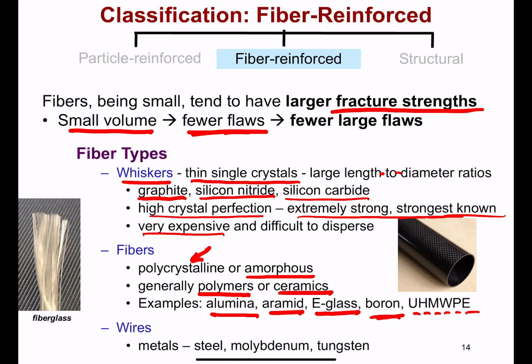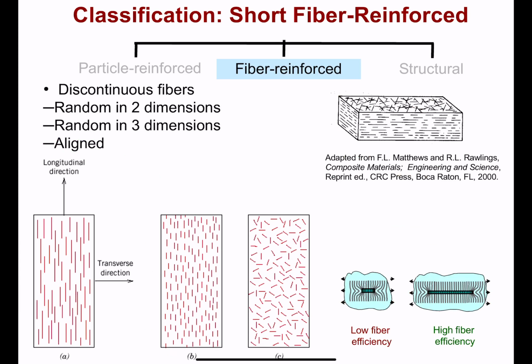Okay, and lastly, we can also even consider the case where we include wires. Wires are now even larger still, so their length to diameter ratio is now smaller yet. And so here we're talking about wires that are usually metallic, things like steel or molybdenum or even tungsten are typical there.